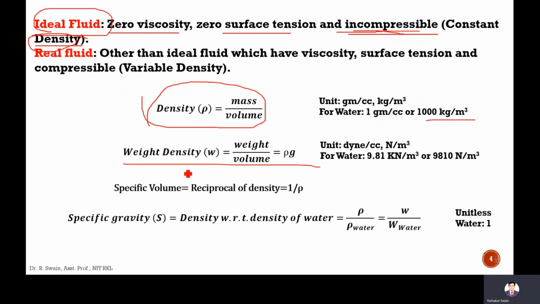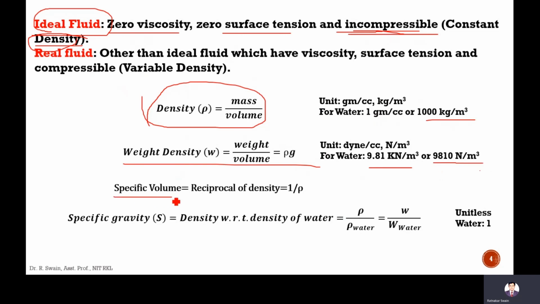Weight density. Weight density means the weight per unit volume. Like mass per unit volume, it is weight per unit volume. That's mass into acceleration due to gravity, g. Mass into g divided by volume, which is equal to rho into g. The unit of weight density in CGS is dyne per cc. In MKS it is Newton per meter cube. For water, it is 9.81 kilonewton per meter cube, or you can write 9810 Newton per meter cube.